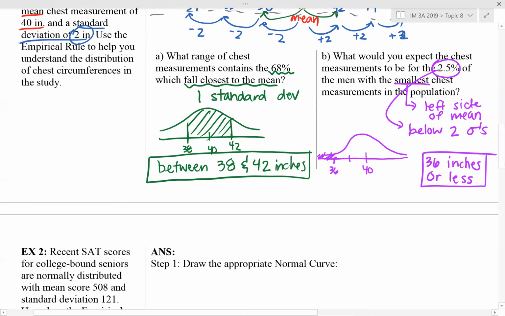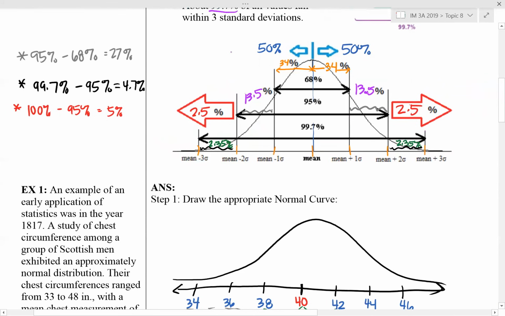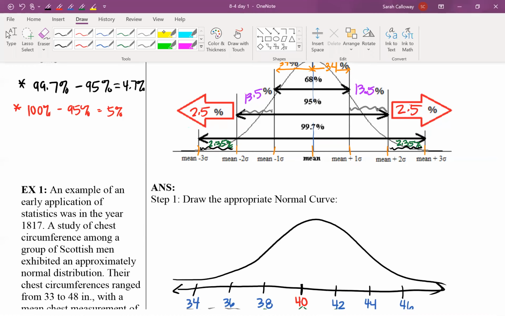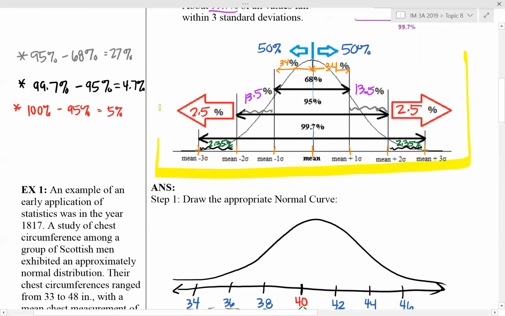that would represent the smallest 2.5% of chest measurements. Again, I'm really just referring back to this each time. Looking at the middle 68%, that told me that from the mean, I'm going out one number to find what represents that full 68%. I'm really using this until I know it for these problems. This is something that we will refer to for every single problem. This is what we're looking back at to answer the questions.